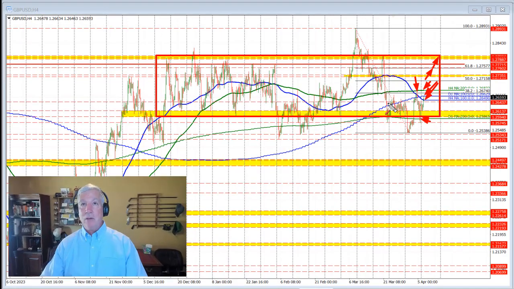So there you have it, a look at the euro versus US dollar and the sterling versus US dollar in an updated perspective.